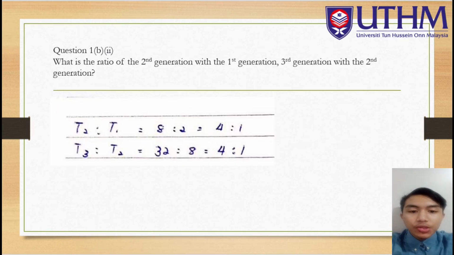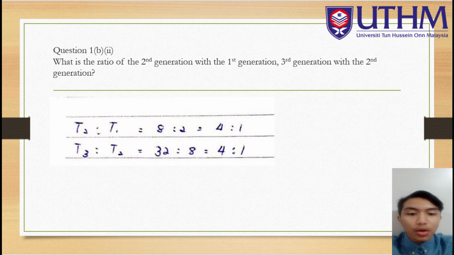Then B2, what is the ratio of the second generation to the first generation, and the third generation to the second generation? So you can use the formula T2 divided by T1. So you can get 8 ratio 2, or 4 ratio 1, or you can get the ratio is 4 for the second generation and the third generation, for the second generation divided by the first generation, and the third generation divided by the second generation.